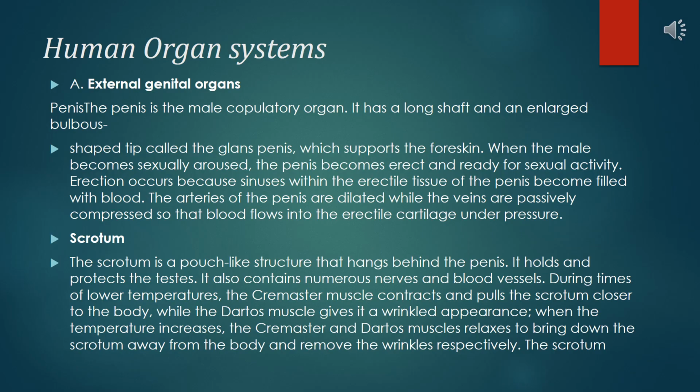tissue under pressure. Scrotum. The scrotum is a pouch-like structure that hangs behind the penis. It holds and protects the testes. It also contains numerous nerves and blood vessels.